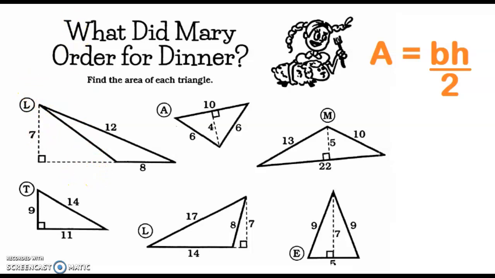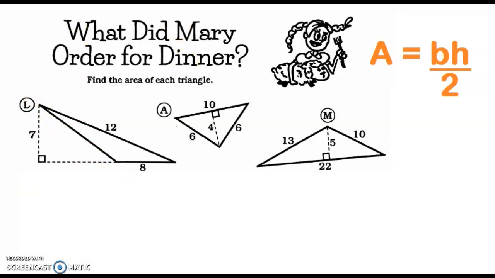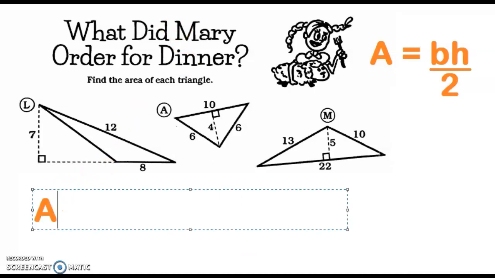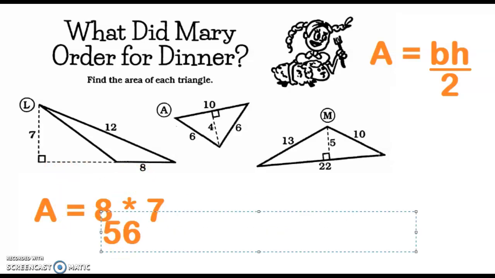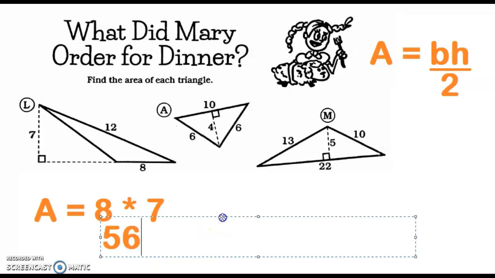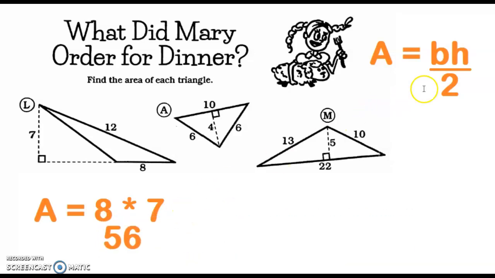So, let me get rid of some of these because they're in my way. You guys might need to work on a different sheet of paper. So I'm going to write area equals, and instead of base times height, I'm going to write my numbers. 8 times 7. And when I multiply 8 times 7, I get 56. Now that's not the end of my problem because if you look at the area, it's divided by 2. So I'm going to take 56 and I'm going to divide it by 2.